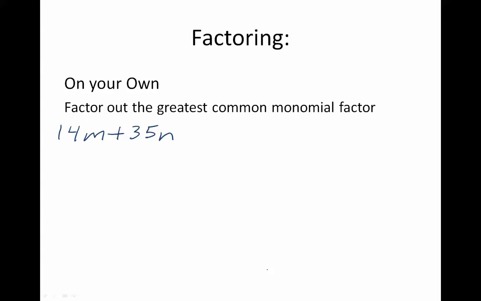Okay, so we had just the one for you here on your Canvas notes. Let's go ahead and do it together. We need to find the greatest common factor between 14m and 35n. So between the 14 and the 35, what's the largest number that multiplies into both? 7.